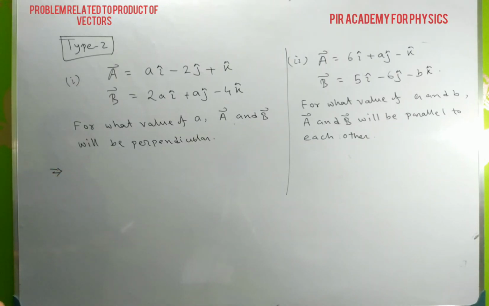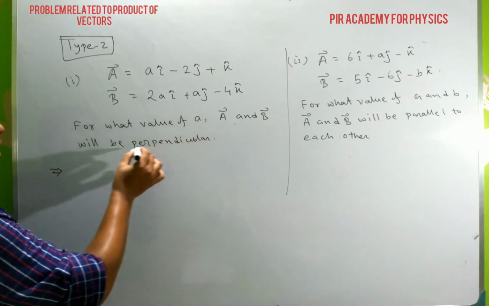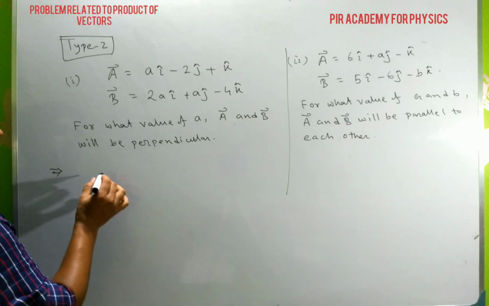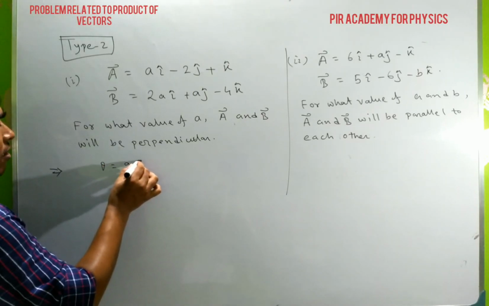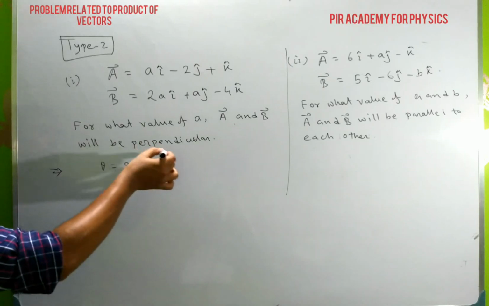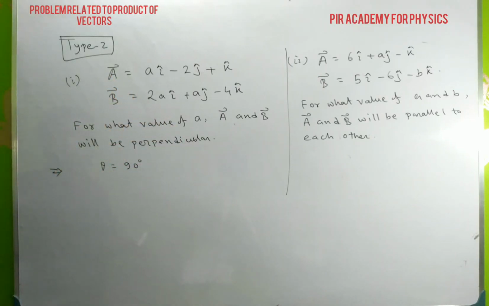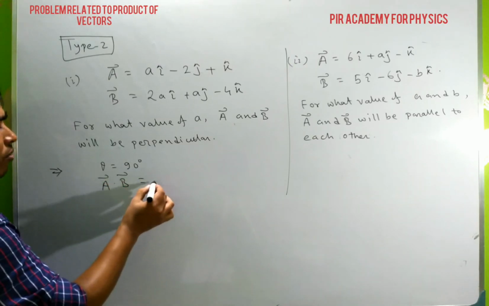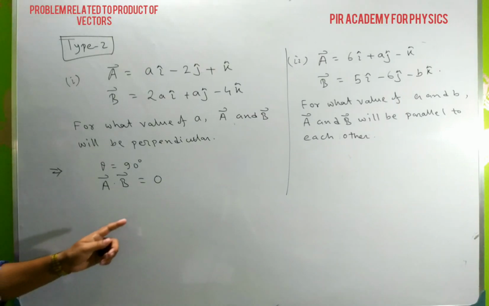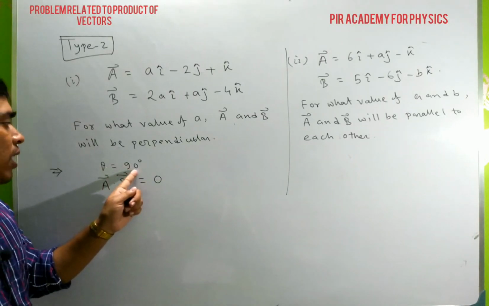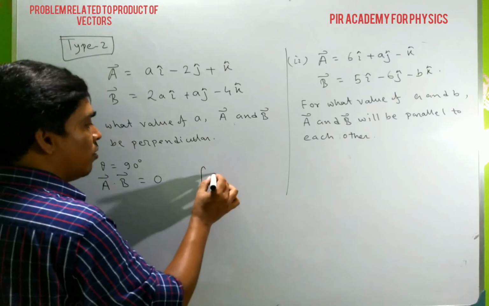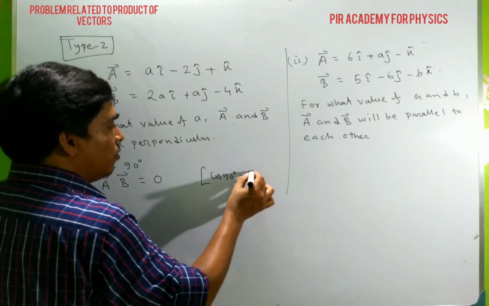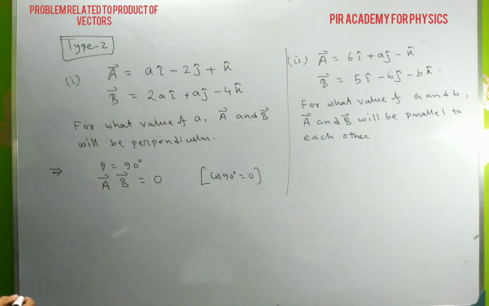The two products, one is dot product and one is cross product. Perpendicular to each other means theta equals 90 degrees. That means the angle between a vector and b vector equals 90 degrees. That means a dot b equals 0, because theta equals 90 degrees, cos 90 equals 0. That's why a dot b equals 0.